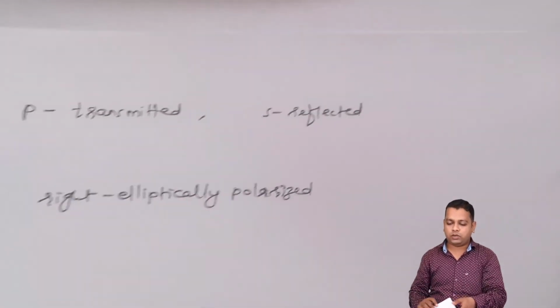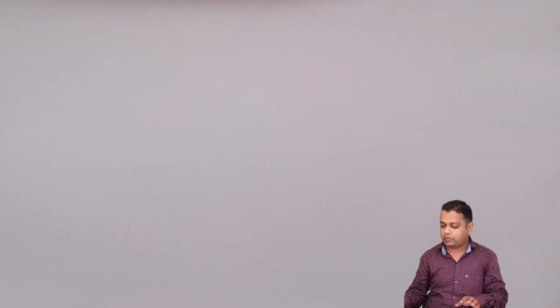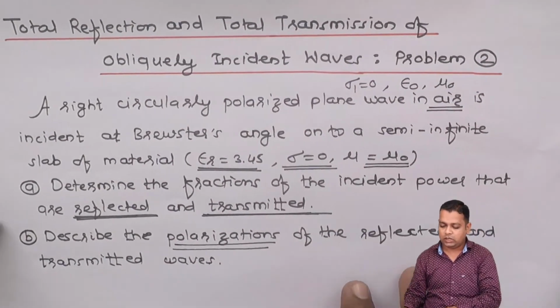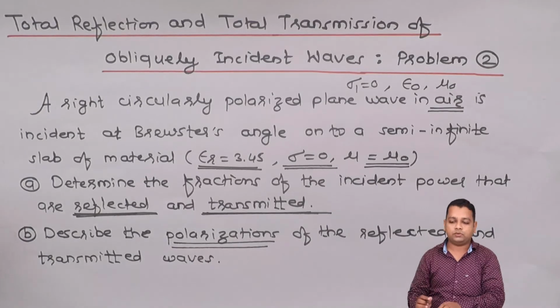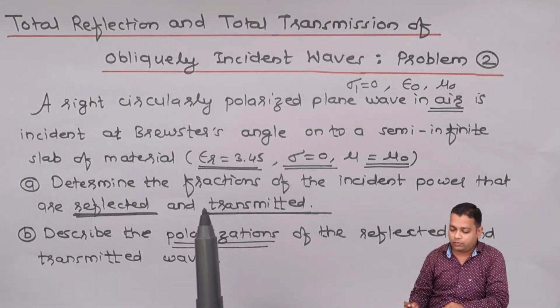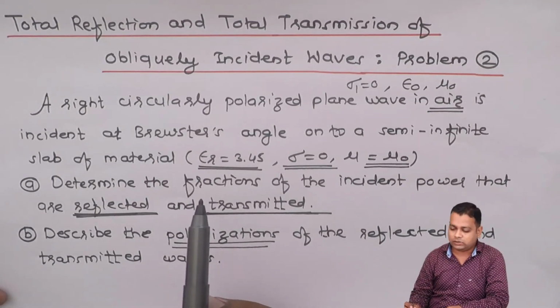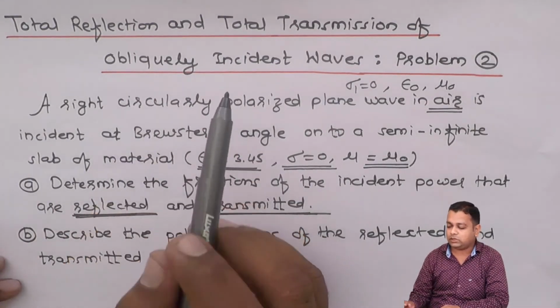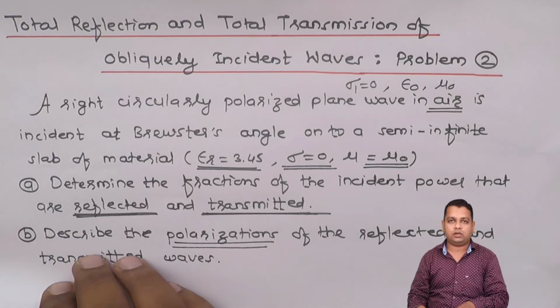Hence, for different types of polarizations of linear type, S polarization and P polarization, with the help of the Brewster's angle or the total angle of incidence at the critical stage, the total reflection, total transmission or oblique incidence of the waves can be determined.